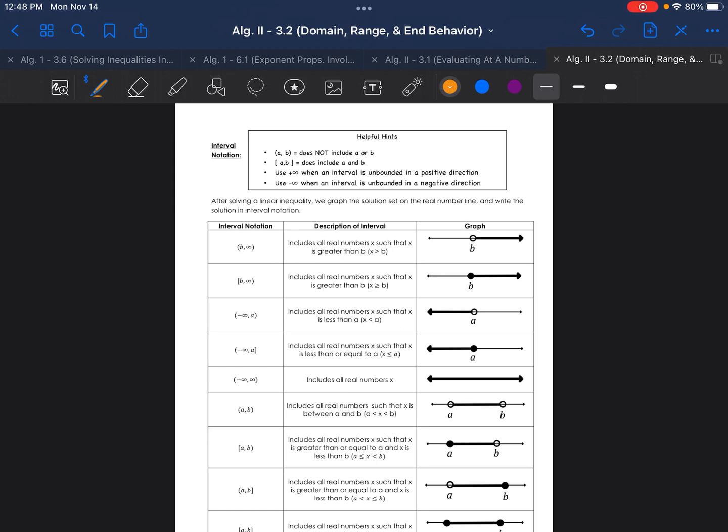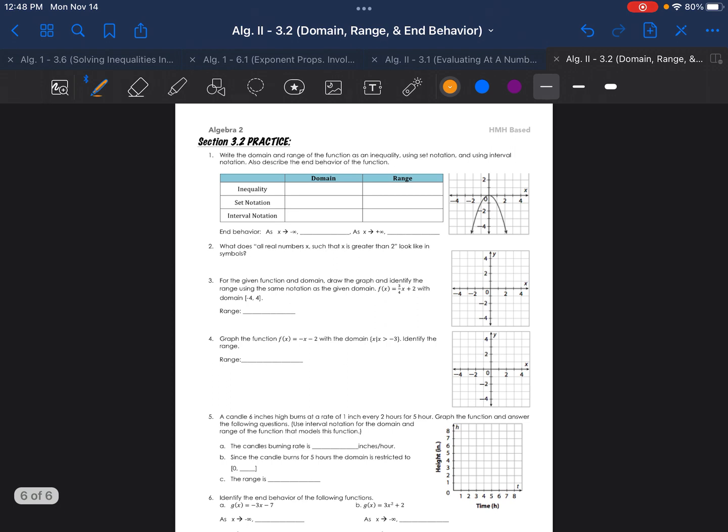This page is just a page for you. It's a reference sheet. I'm not going to discuss it, but it just kind of discusses, hey, here are these different examples of interval notation, description of that, and the graph. All right, here's some practice that we can do over this. I encourage you to do as much of this on your own as you can. I think it'd be a great idea for that to be the case.